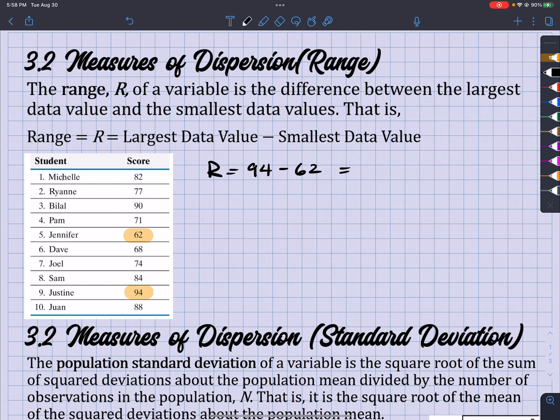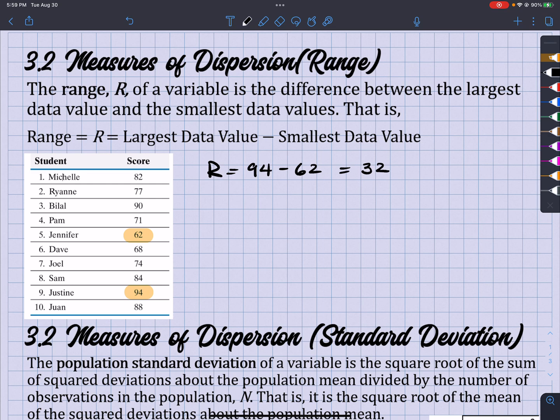And what is that, 32? Let me double check that as well. So 94 minus 62 is 32. So that would be my range.